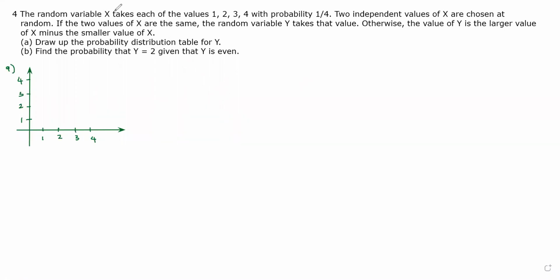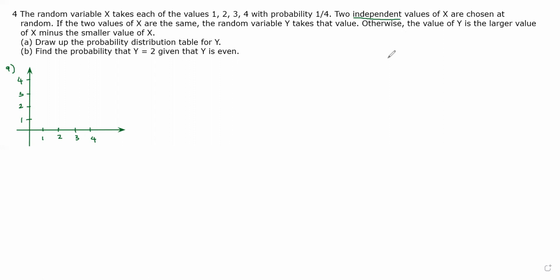The random variable x takes the values 1, 2, 3, 4 with probability 1 over 4. Two independent values of x are chosen at random. If the two values of x are the same, the random variable y takes that value. Otherwise, the value of y is the larger value of x minus the smaller value of x. We need to find the probability distribution table for y.